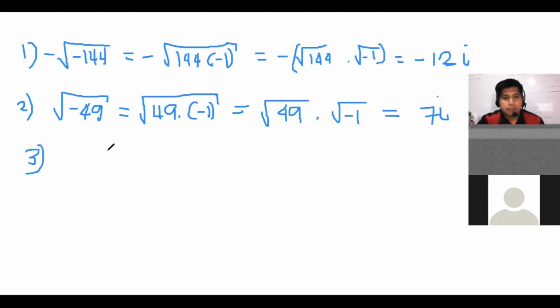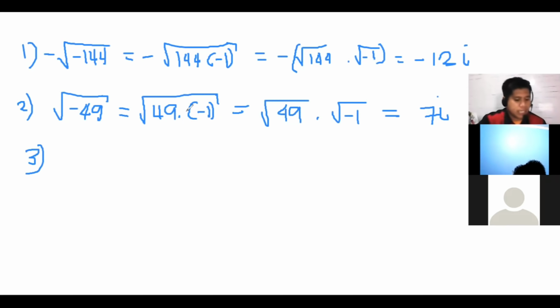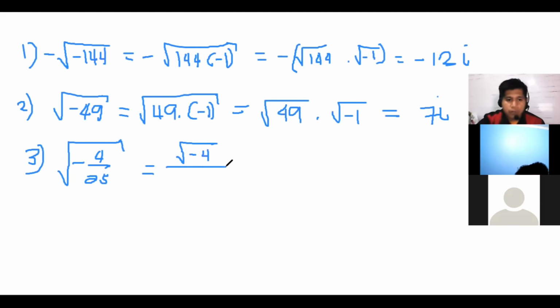Now what if we have a fraction? That is the square root of negative 4 over 25. Actually, children, that is really easy. If you encounter this, this is a fraction enclosed in a radical sign, so just separate the two. This is equal to the square root of negative 4 all over the square root of 25.